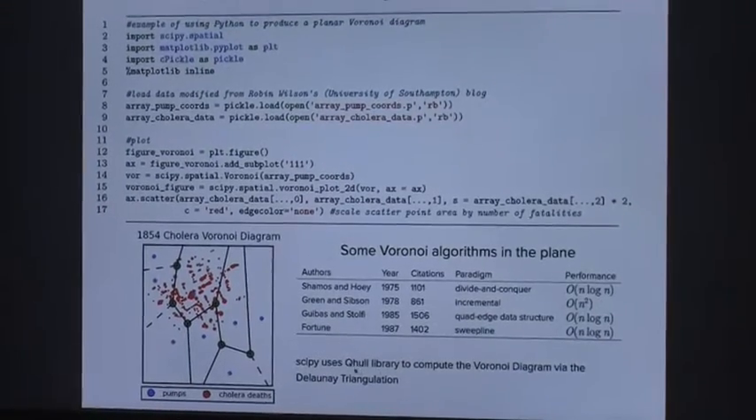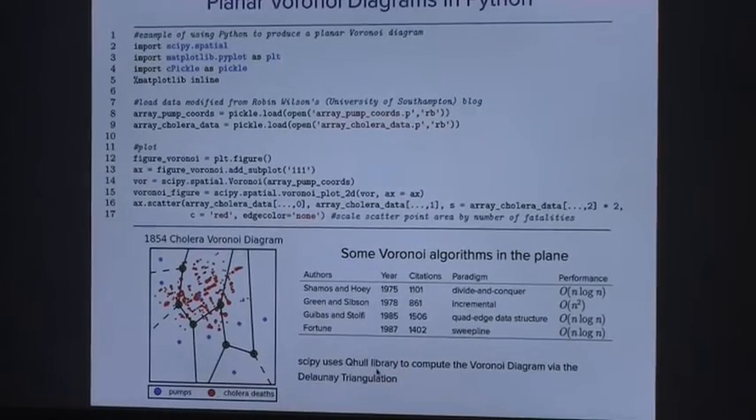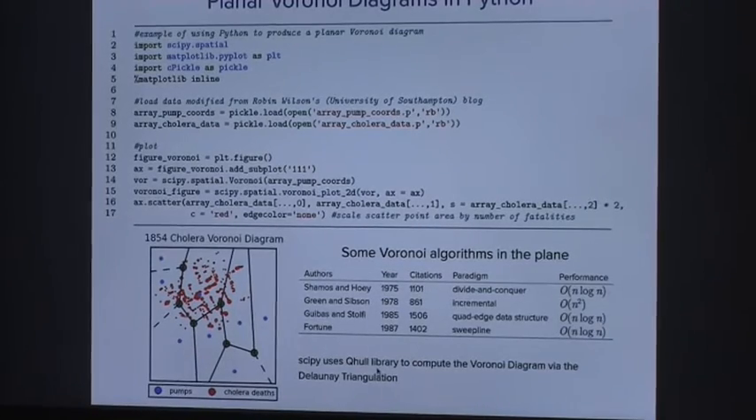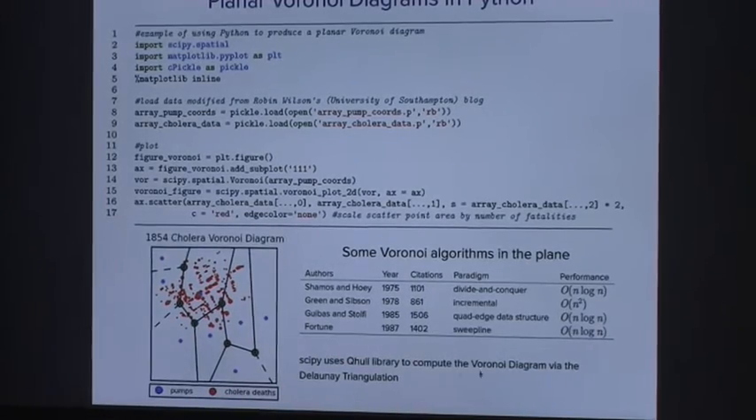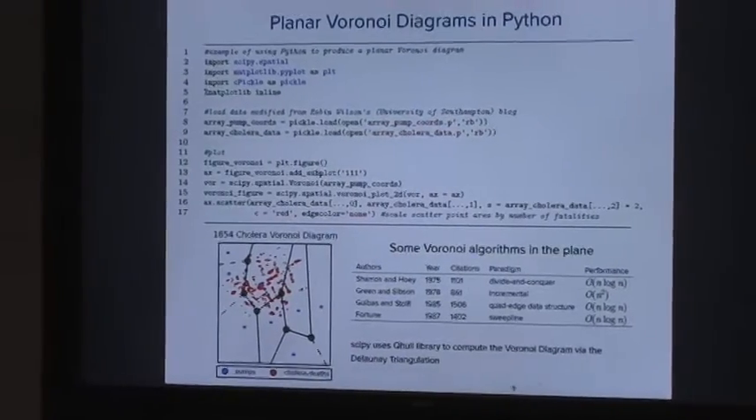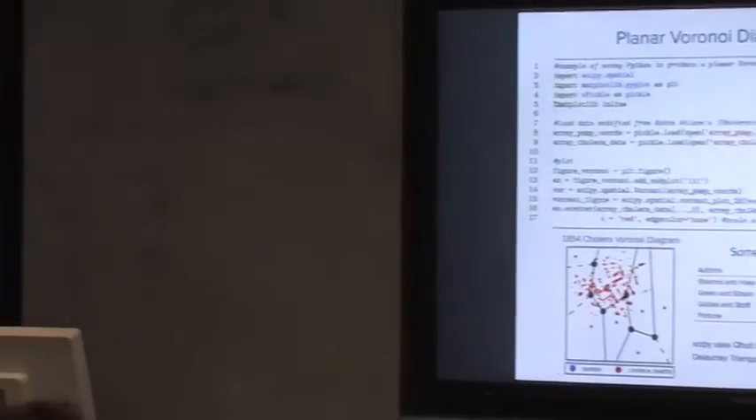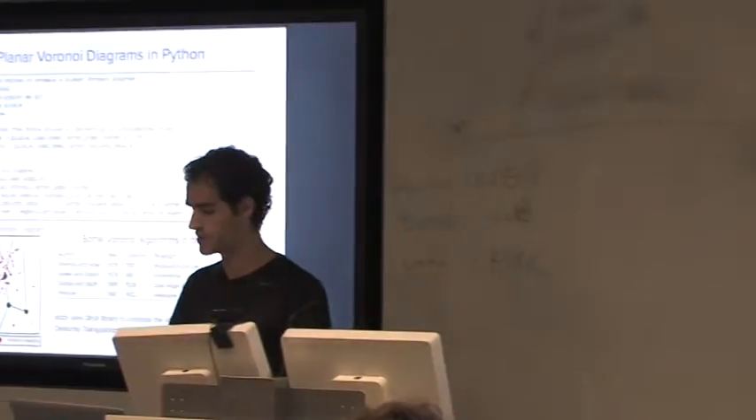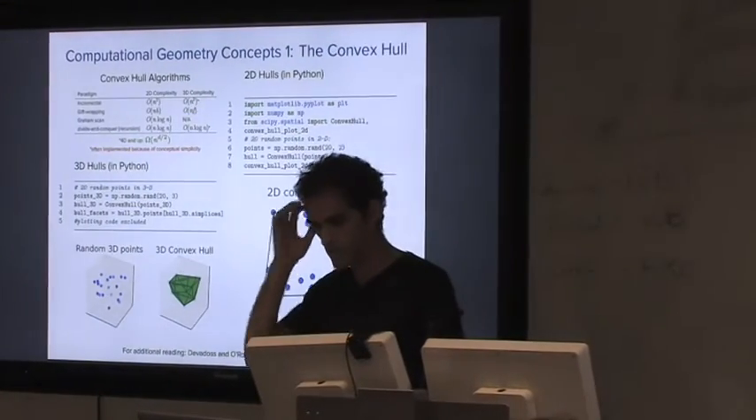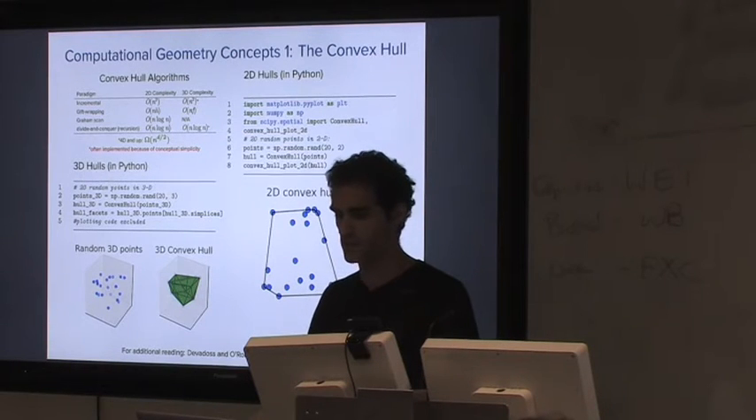So SciPy uses the QHull library. This is a popular computational geometry library behind the scenes, and it does say that in the documentation. If you look in the notes, it'll say that it uses the QHull library, and it computes the Voronoi diagram via the Delaunay triangulation, which is the mathematical dual of the Voronoi diagram. If you don't know what that means, I'm going to tell you, so don't worry too much about that. There's just one or two concepts in computational geometry that I should go through before I get onto the spherical Voronoi diagrams that I've been working with.